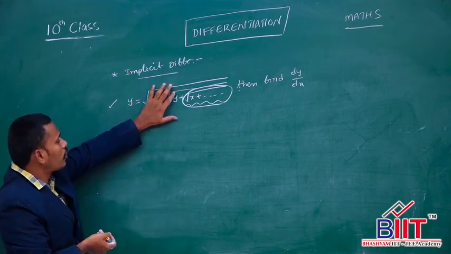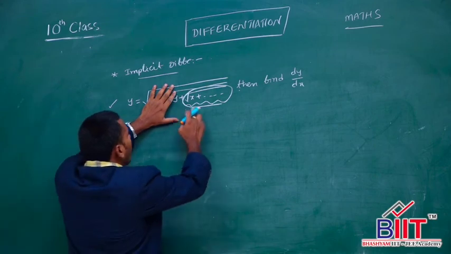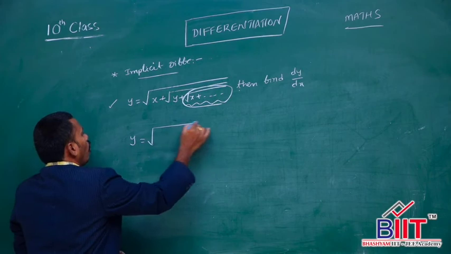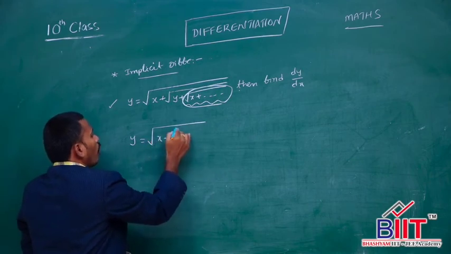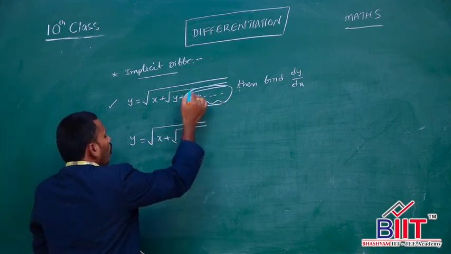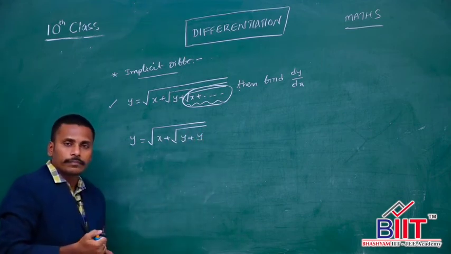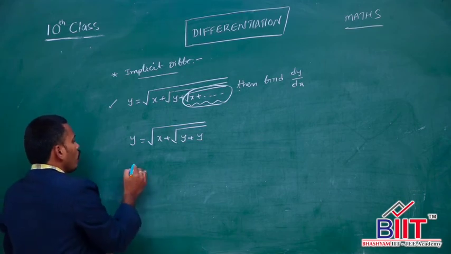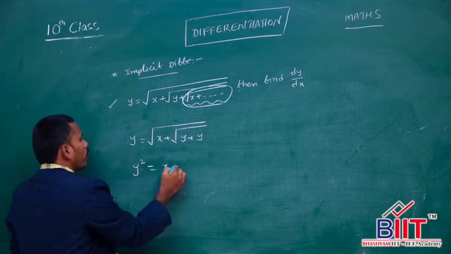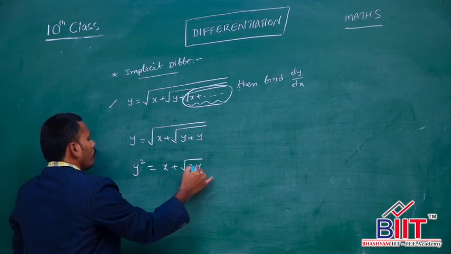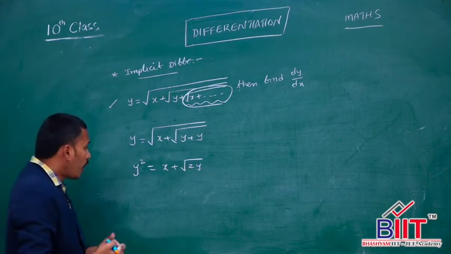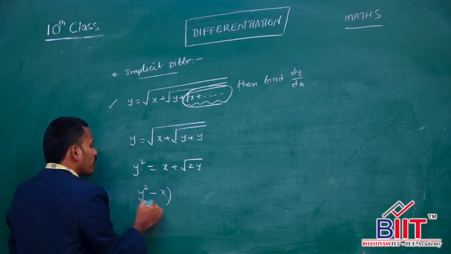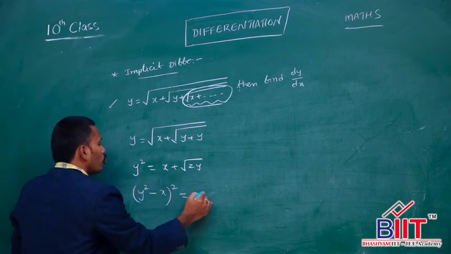If you neglect the first two terms, all the remaining terms look like y again. So y is equal to root of (x + root of y ...), rewrite all this as y, right? So our target is to find dy/dx now. So y² = x + root 2y. If you square it on both sides, then send x to this side and square again, (y² - x)² = 2y.